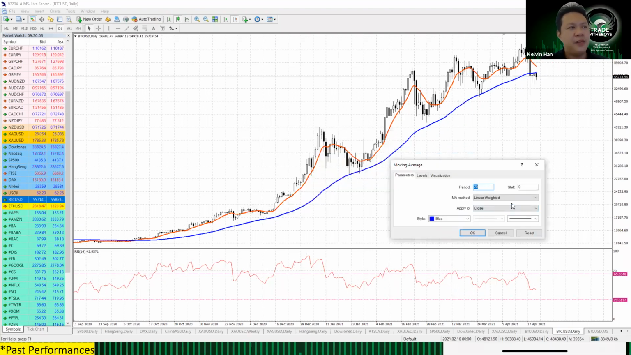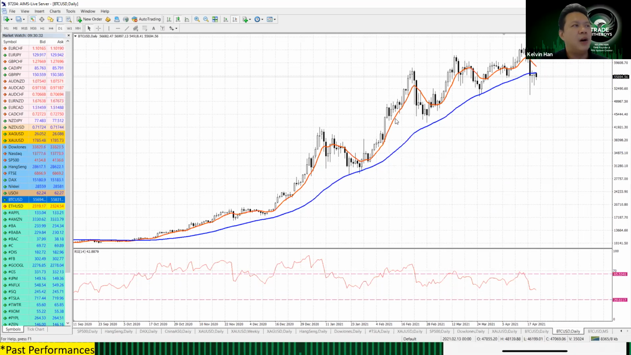I repeat, for the blue one I'm using 70 linear weighted. The blue line is for the long term. Because for cryptocurrency, if you use 200 MA, it's too far, too slow. And of course, this currency has only just recently come alive, so you don't need to go so far away. I think linear weighted 70 will be good enough.